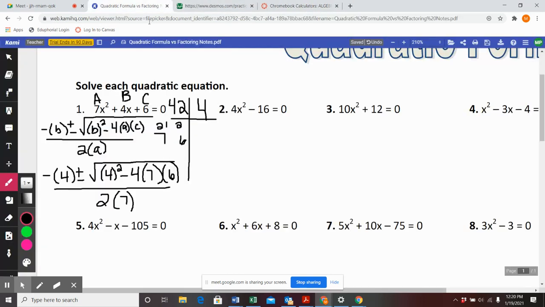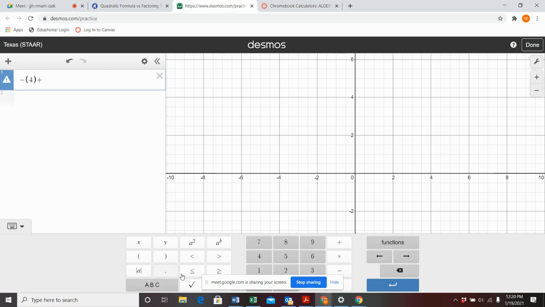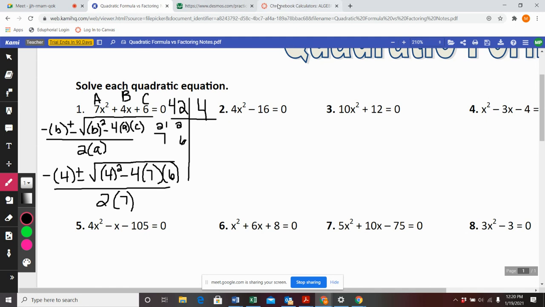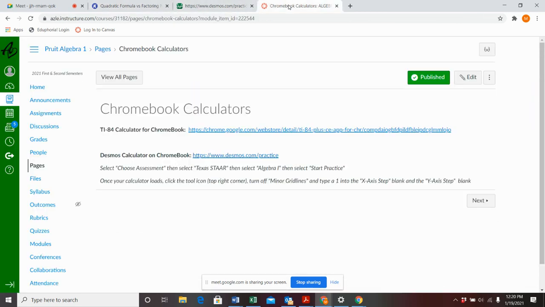Okay. So we're going to type this formula in. It's negative, parentheses, 4. And the first one I'm going to do is the plus. Okay, and then the square root is down here. You just click that keyboard and go right there. And then it's going to be 4 squared. Right, it's 4, right? Yeah. Minus 4, and then your A value is, what's my A? 7, and my C is 6.